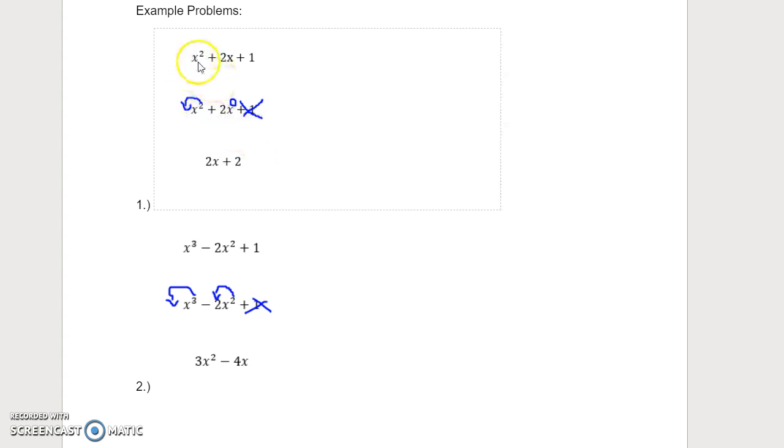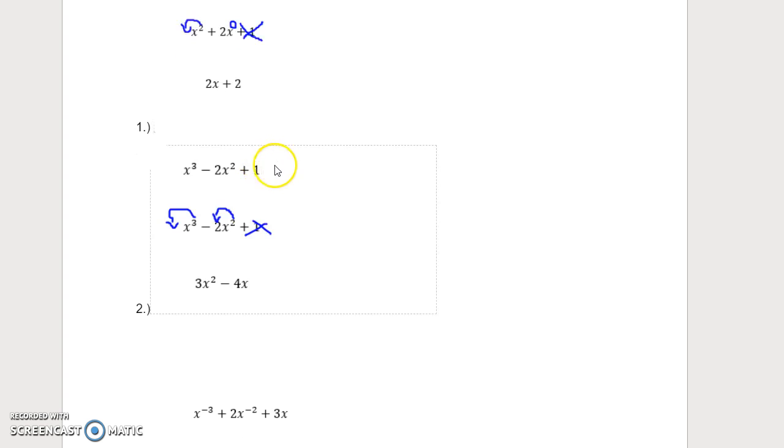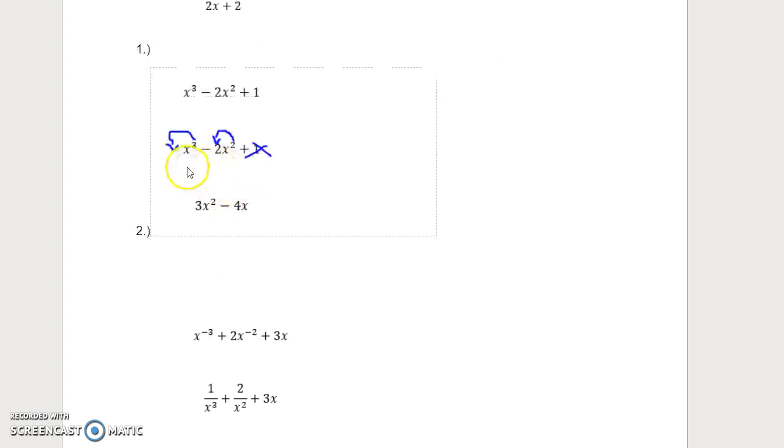So we take this equation here, x squared plus 2x plus 1. We take the derivative of it, and the product is 2x plus 2. So let's move down to number 2. We have x cubed minus 2x squared plus 1. It's the same kind of deal.